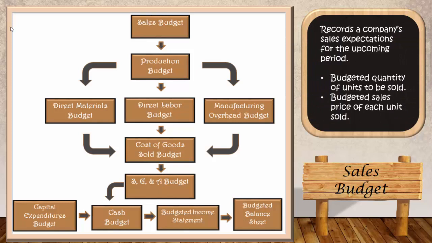And the sales budget records a company's sales expectations for the upcoming period. So we're going to figure out how many units we plan to sell and at what price we plan to sell each of those units for. Therefore, we can predict our revenues for the period.